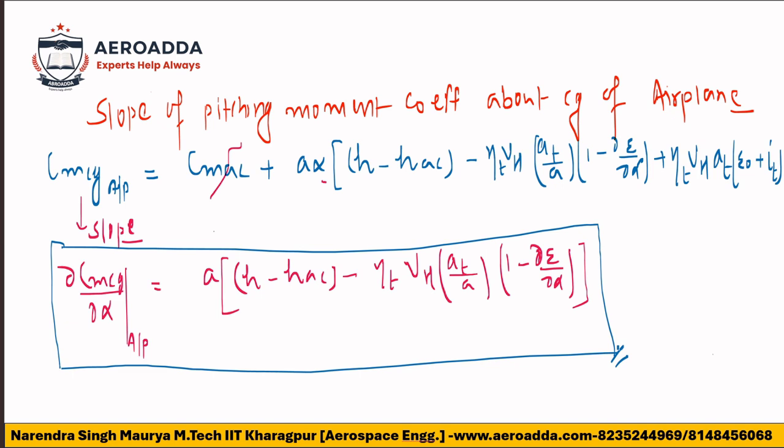Right. So anyway, now if you talk about the value, if somebody asks you what is this dCMCG by d alpha? This slope, the slope of the pitching moment coefficient with respect to angle of attack, will also be called pitch stiffness. Please remember what it is called. Pitch stiffness. This is also called pitch stiffness. Okay. Right. So now this is the one formula in terms of the slope.